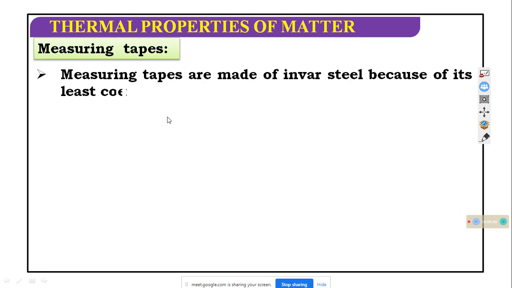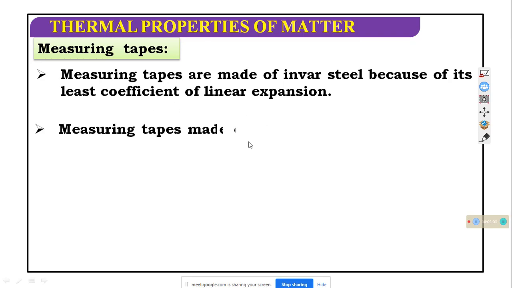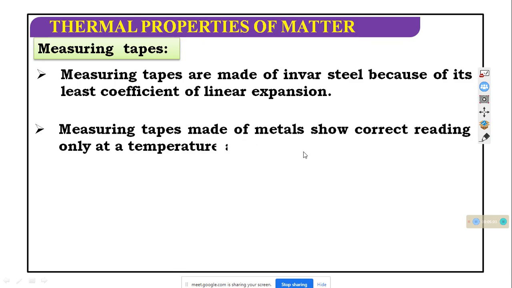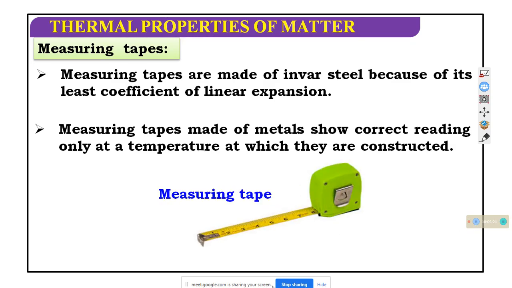measuring tapes. The measuring tapes are made of invar steel because of its low coefficient of linear expansion. এটা কেন ইউজ করা হয়? That's for the low coefficient of linear expansion. Measuring tapes made of metal show correct reading only at the room temperature at which they are constructed. Measuring strips like this.